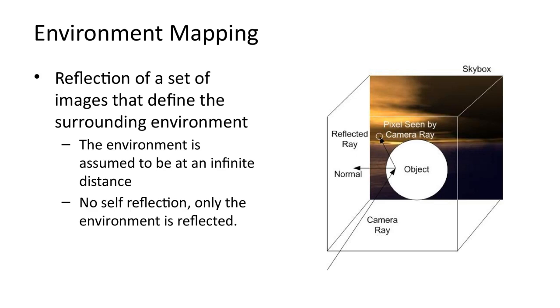Finally, environment mapping allows materials to reflect a set of images that define the surrounding environment. The images represent a distant environment surrounding the rendered object. Environment mapping is an efficient way of approximating the appearance of a reflective surface. However, there are 2 key limitations. First, the environment is assumed to be at an infinite distance. Second, environment mapping does not include reflections of any other objects in the scene. Only the environment images are reflected.